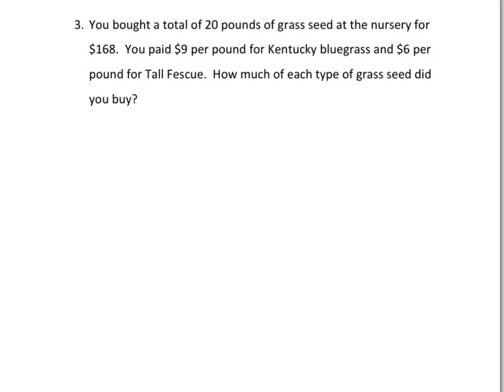Well, we need to create equations, but before we create the equations, we have to figure out what we're looking for. We have to figure out what our variables are going to be, what our x and our y are going to be. So we always look to the question. It says, how much of each type of grass seed did you buy? So the two types of grass seed are going to be our x and our y. So we'll make Kentucky bluegrass x and tall fescue y. Okay, so we know that.